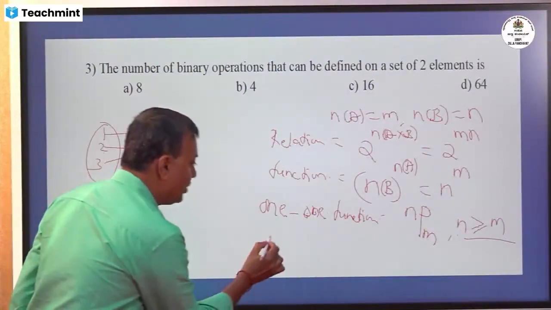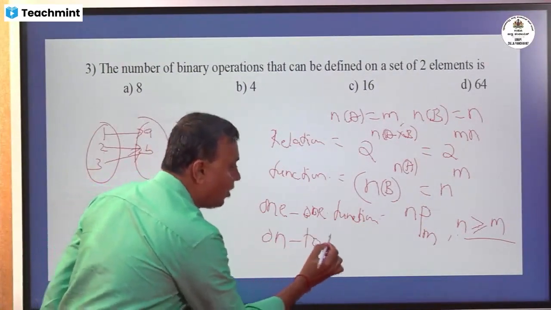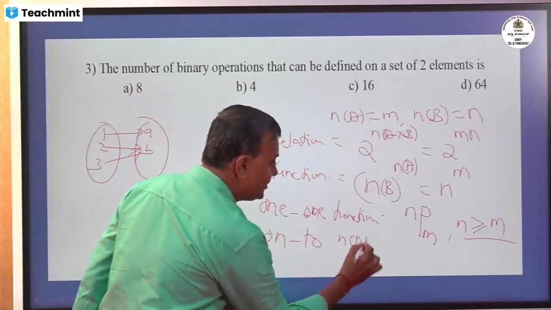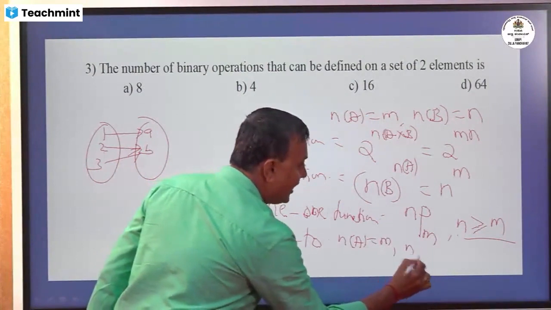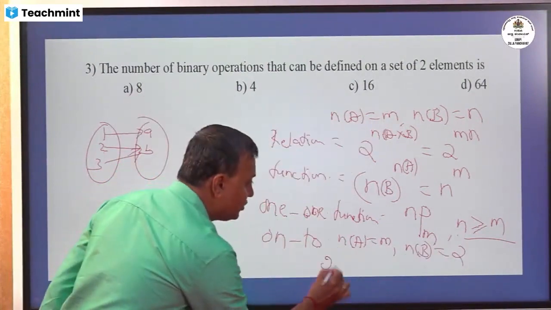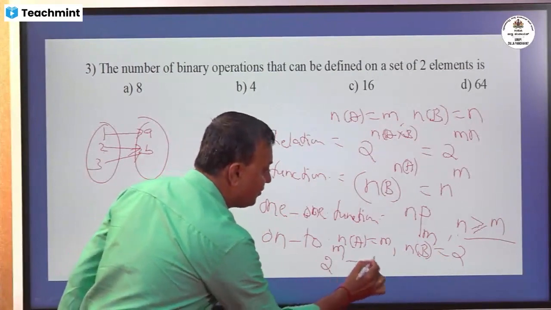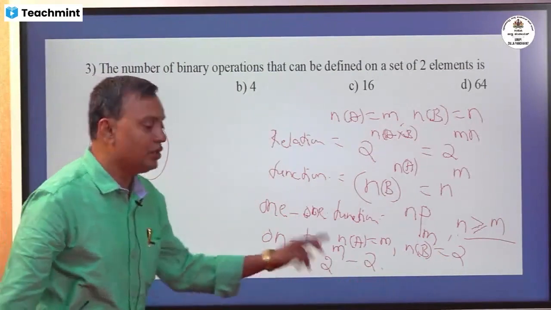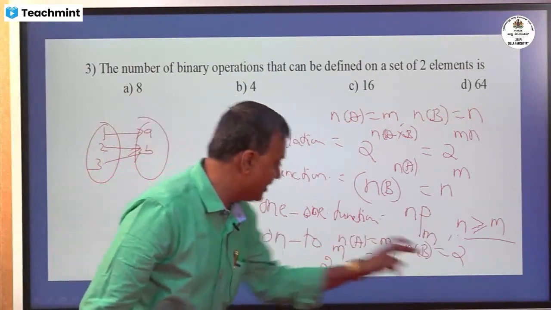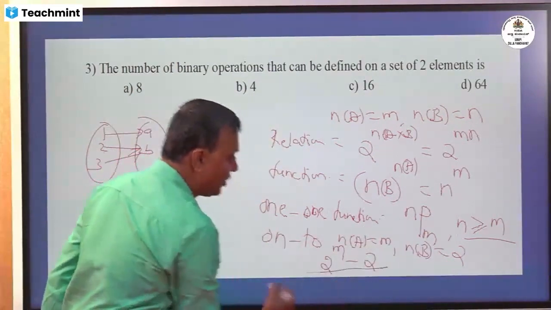1 and onto function. Onto: if n of A is equal to m elements and n of B is equal to 2 elements, then the number of onto functions is 2 to the power m minus 2.